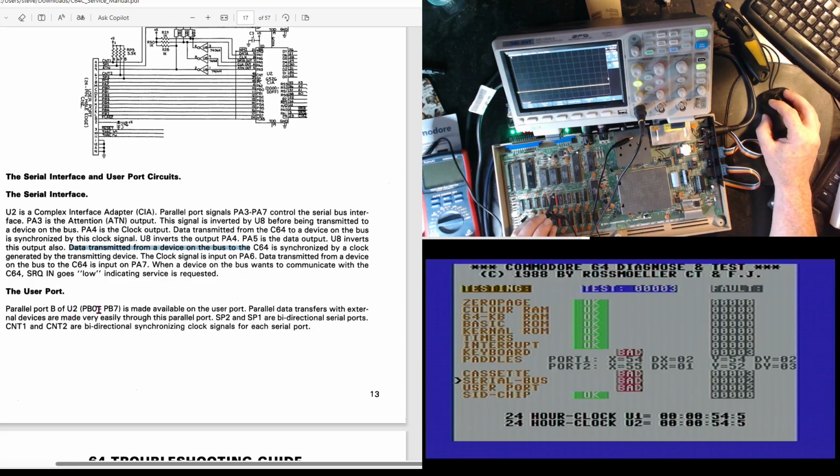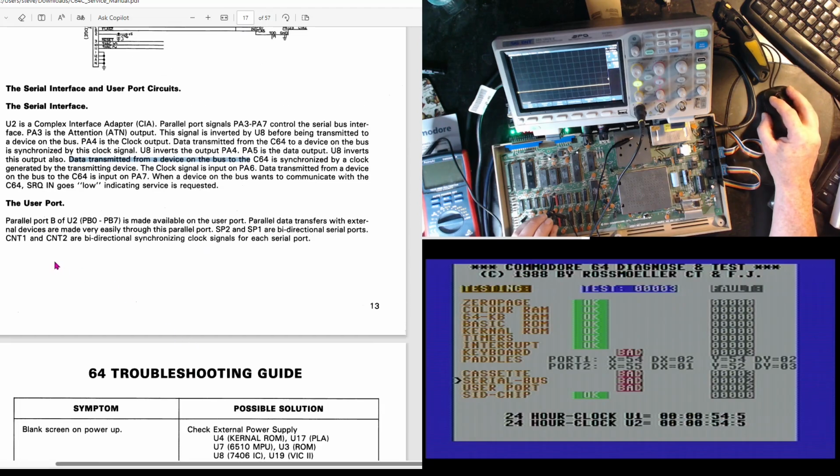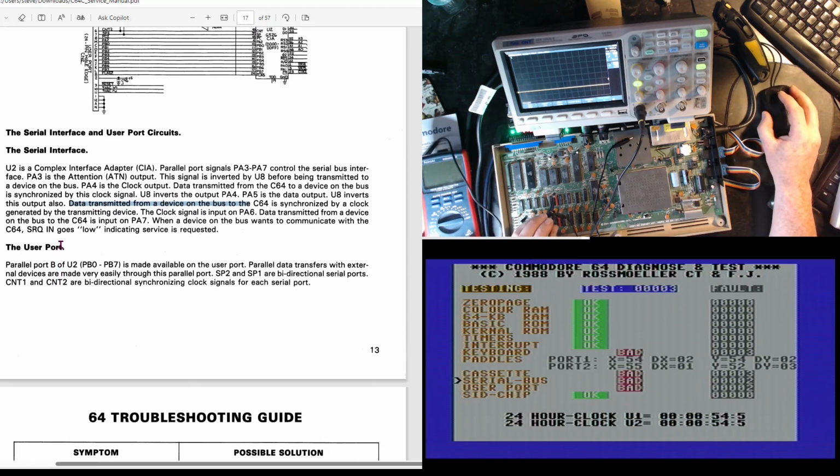So a parallel port is made available on the user port. Parallel port data transfers with external devices are made very easily for the parallel port. SP1 and SP2 are powered bidirectional serial ports. I'm trying to remember where I actually saw this.